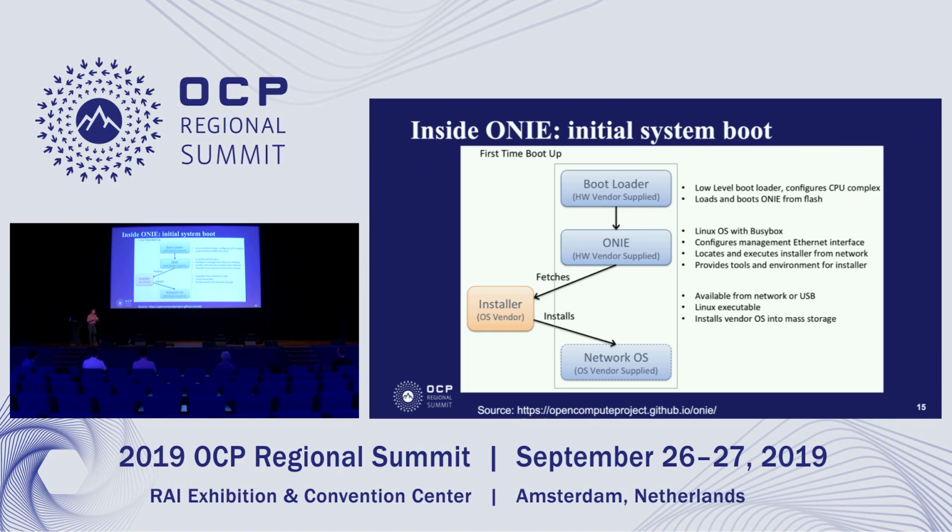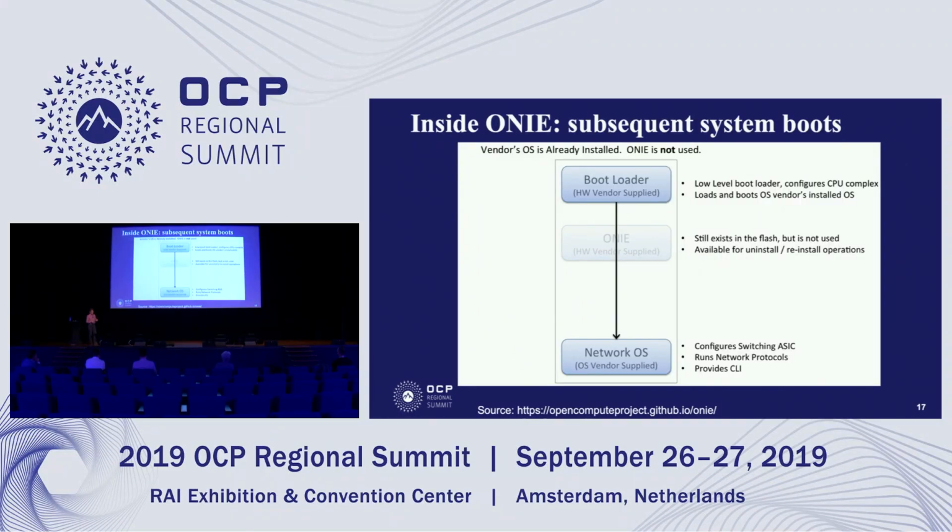So on an ONIE switch, when you boot the first time, it's just like a PC booting, but it adds another layer called the ONIE layer. After the bootloader is loaded, you have a chance to enter the ONIE layer. The ONIE layer allows you to fetch the installer, then install the image, install the network operating system on the ONIE switch. Once it's done, the next boot will just bypass the ONIE layer.